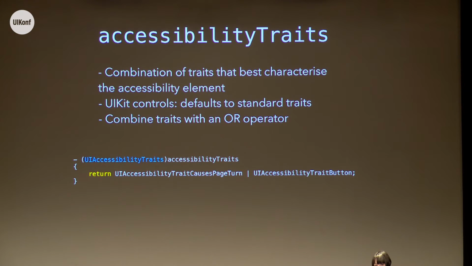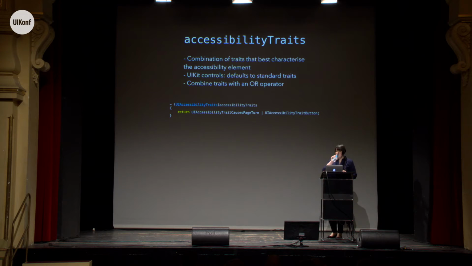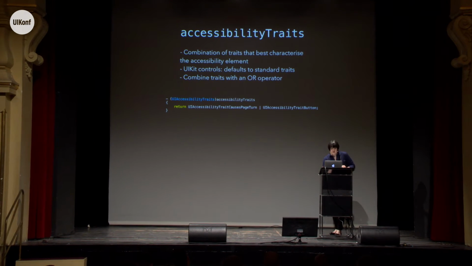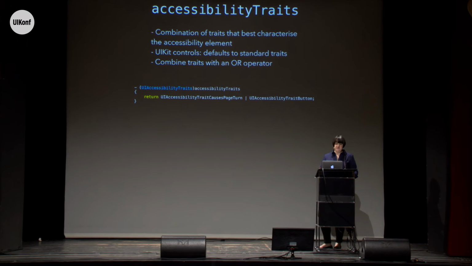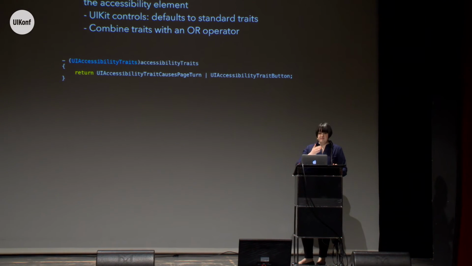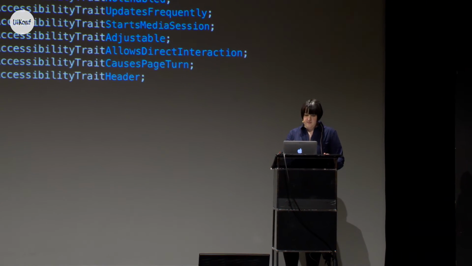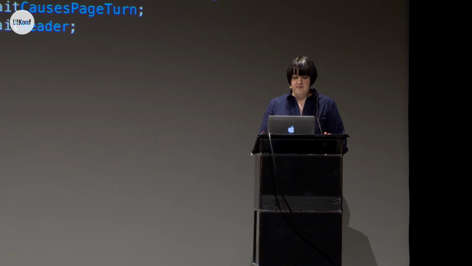Again, if you're using UIKit, UIKit is awesome and generally tries to be accessible. It will use standard traits. But you can also combine traits. So if you have a button that causes a page to turn, you just include both traits. And this is a list of all the traits. As of iOS 7, most of them you had in 6 as well, but before that, some of them are missing. So if for whatever reason you're supporting iOS 3 or 4, be careful.